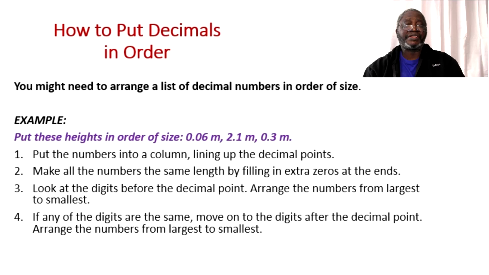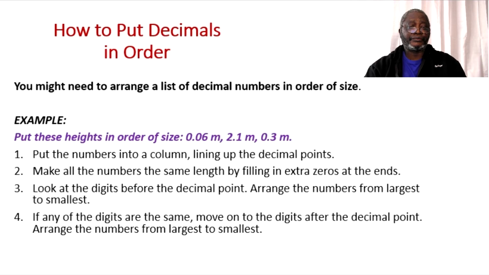Now let's look at how to put decimals in order. You might need to arrange a list of decimal numbers in order of size. You remember what we did for whole numbers? Now we're extending that to decimals. Example, put these heights in order of size: 0.06 meters, 2.1 meters, and 0.3 meters. From what we've just learned, you'll realize that you have to do something with them before you can do that correctly. Can you think about what? Okay, I'll explain to you.